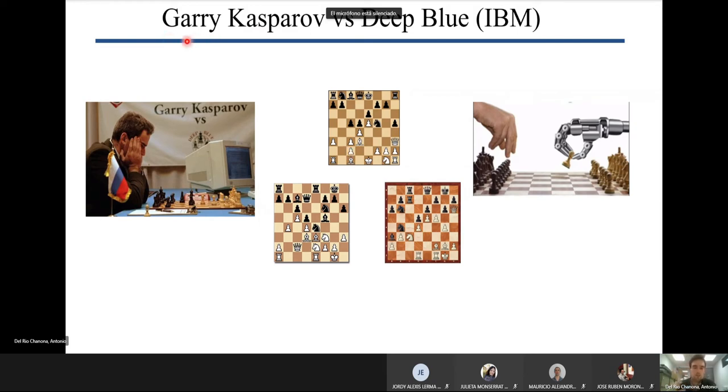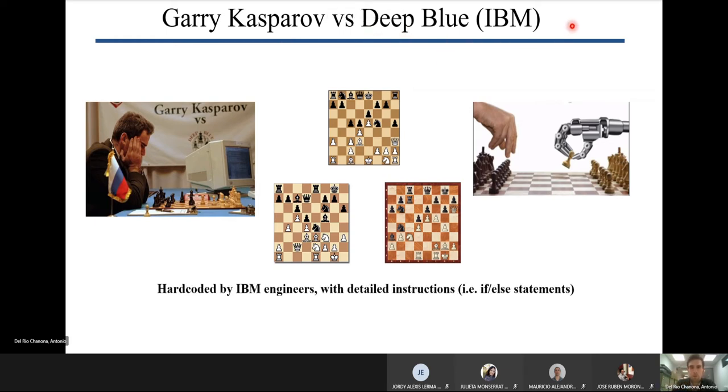And the little story that I tell while I explain this is, for example, when Garry Kasparov, who was the best chess player in the world, was playing against Deep Blue, which was an IBM computer. Back then they called Deep Blue an AI, an artificial intelligence computer. This would not be called AI right now, but back then they called it that. The idea was that IBM engineers gave the computer very detailed instructions in the form of if-else statements. That means they would tell Deep Blue, if Kasparov moves his pawn in this way, you move it in that way, or if he starts moving the queen in this direction, you move it this way, and so on.